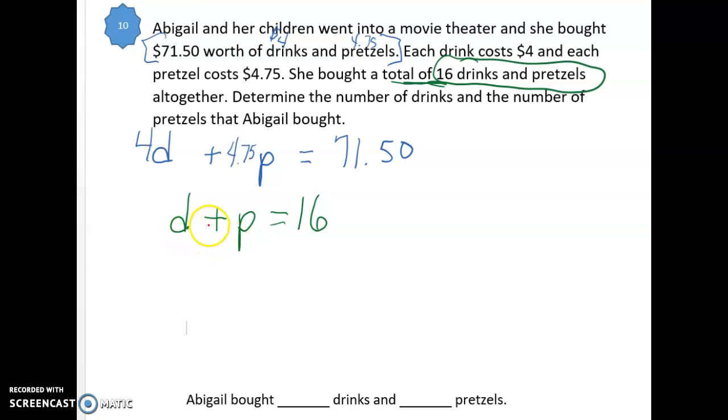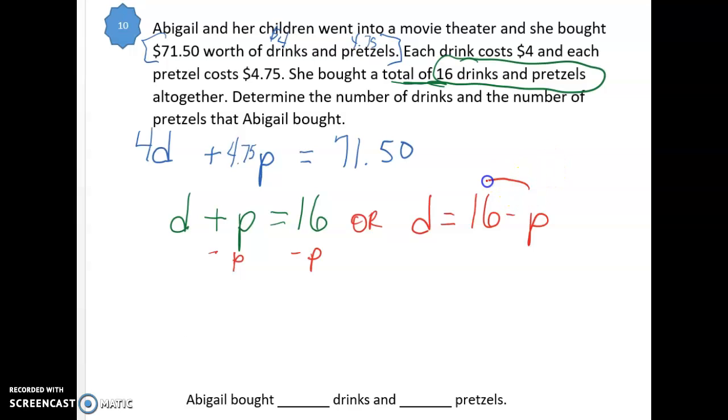But I want this basic equation here to show me how much the drinks are going to cost. So I can rearrange this. I can move these pretzels to the other side by subtracting the P from both sides. And that ends up giving me an equivalent equation of D equals 16 minus P. Now I know what one of my variables means.